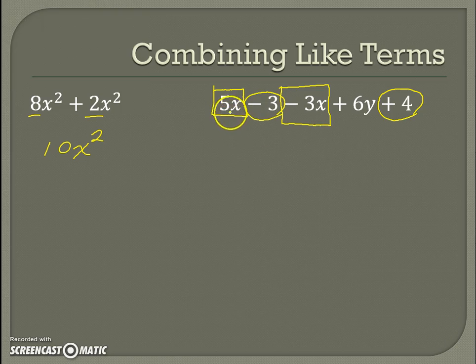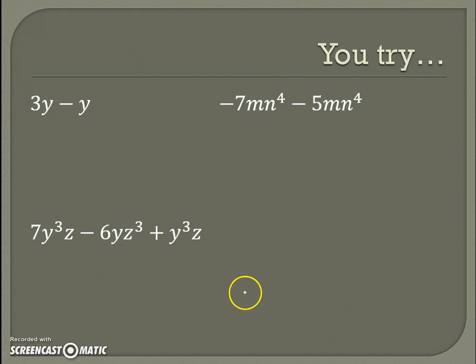So next thing is I'm going to combine all of my ones that are in boxes because they're like terms. 5x and negative 3x is positive 2x. I have negative 3 and positive 4, which is positive 1. And I didn't have anything to add with that 6y, so that just comes down like that. So hopefully you found those to be no problem. Here are some you-try problems. Go ahead and give those a shot on your own.